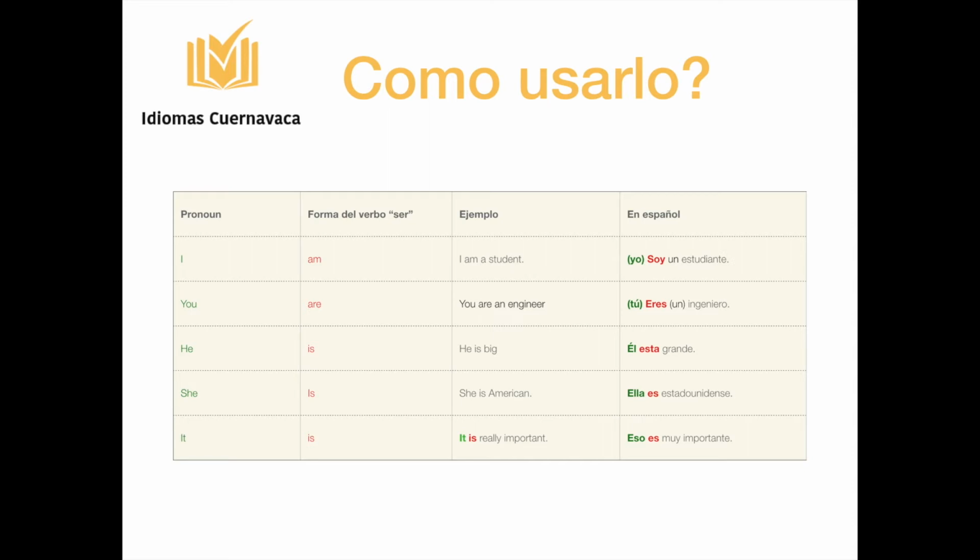Como podemos ver en esos ejemplos, ahora tiene mucho sentido cuando lo vemos también con la traducción en español. El verbo to be es el verbo más importante del inglés y asimismo podemos ver eso en nuestros ejemplos.